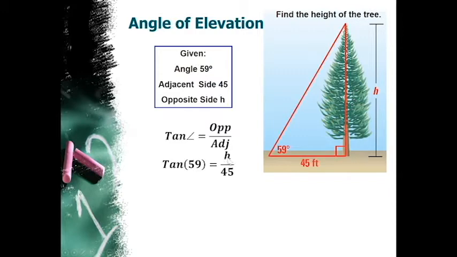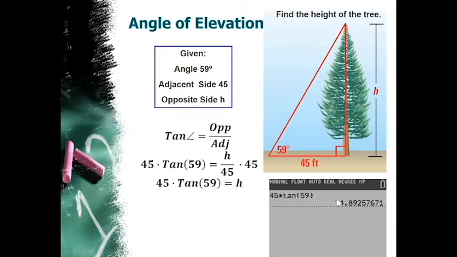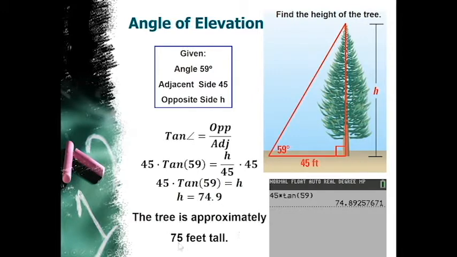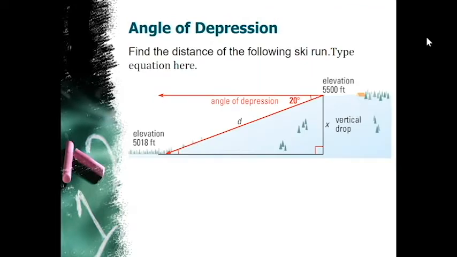Our h is in the numerator of our problem, so we simply multiply both sides by 45 to get our 45s to cancel out. Now we just have a little calculating to do. We have 45 times the tangent of 59. We calculate that out and get 74.89. So 74.9 is our answer. The tree is approximately 75 feet tall. Trig, when we use it in the real world, gives an approximate answer, but it's pretty darn close to accurate when it's done properly. So we have a 75-foot tree.